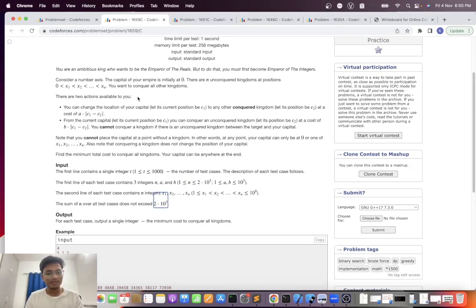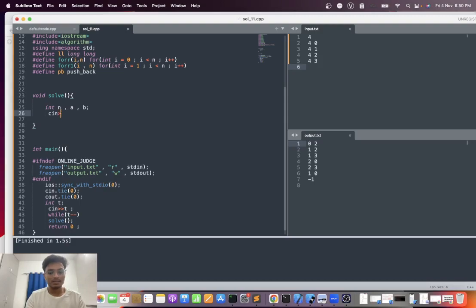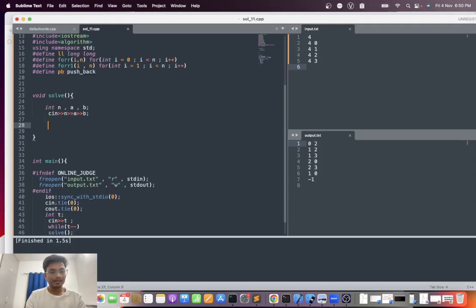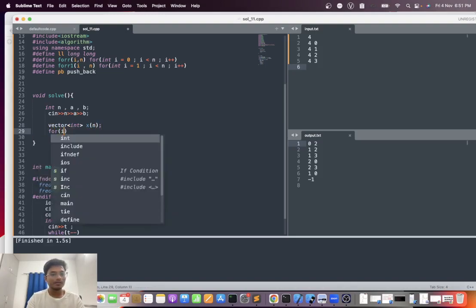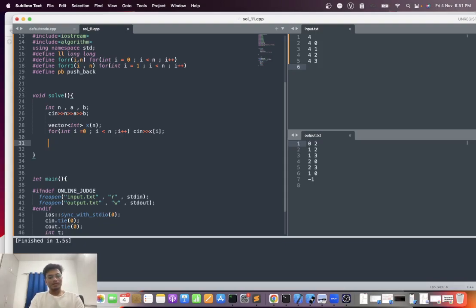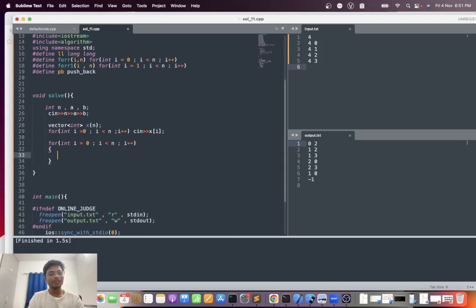So I have a, b, and n, then c, n, a, b. After that I have x, and I need to take a vector of x values, x of n, then 4 into x plus y less than n, I plus c in x of I. Now I'm just shifting my location from 0 to n, I plus 1 for all of these.